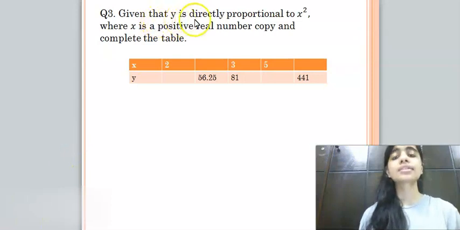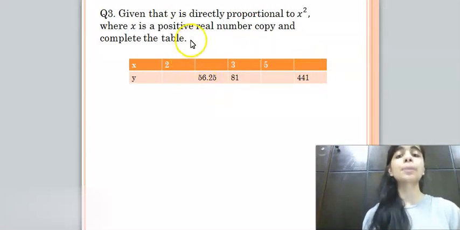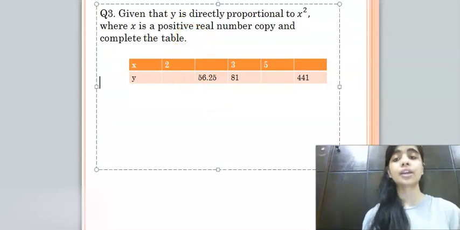Given that y is directly proportional to x square, where x is a positive real number, copy and complete the table. Now here I will use the method in which we find the constant k, because in this question I need to find the values of 4 different cases. So doing the unitary method for each one will be a little bit more time consuming. So let me find the value of k. As you all know, k is equal to y upon x square in this case.